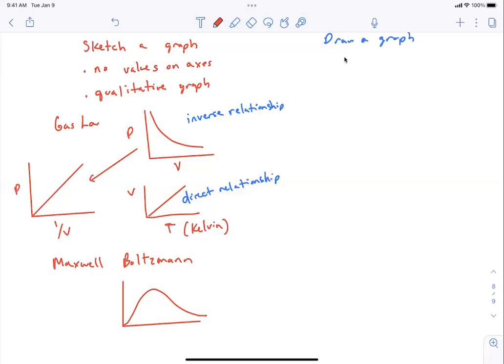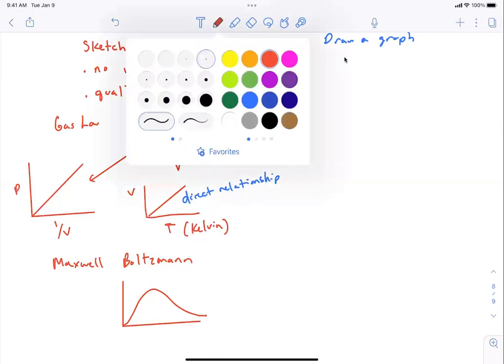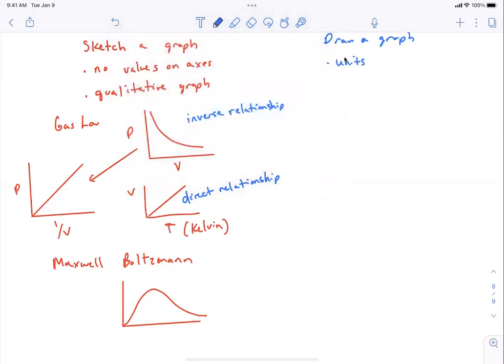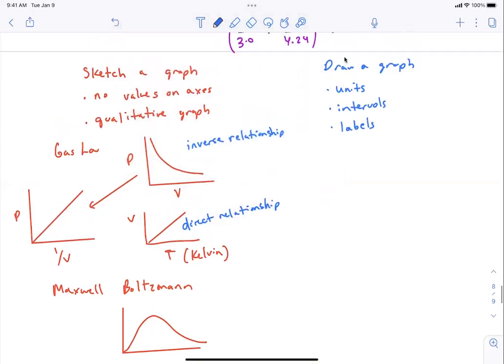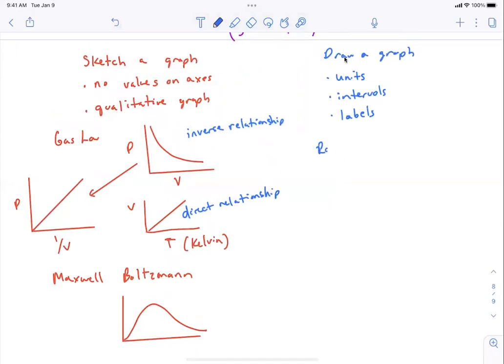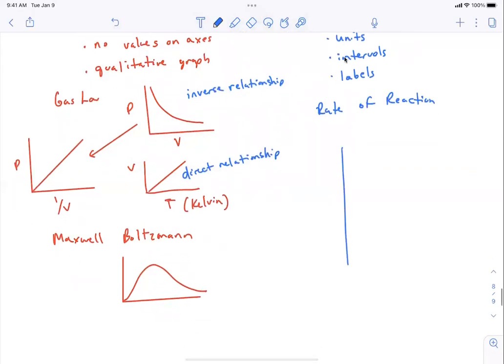Now, drawn graphs have actual units and intervals and labels. Okay, so this is more for like rate of reaction, like y'all saw on y'all's test where you had actual lines and you had to plot points in that.